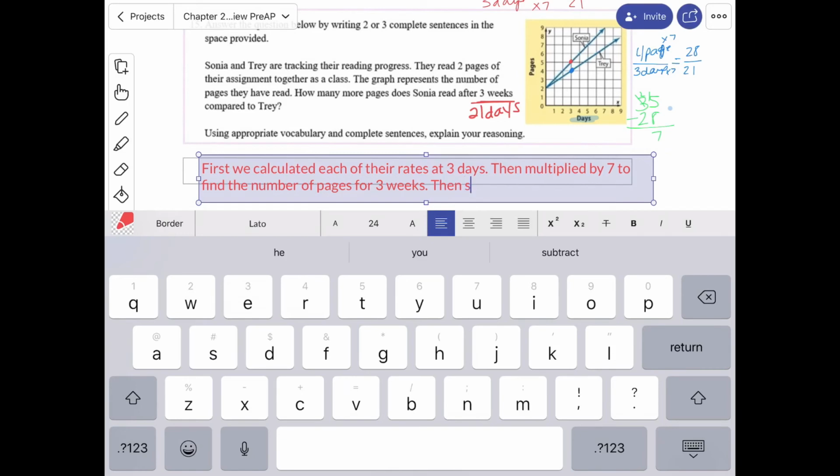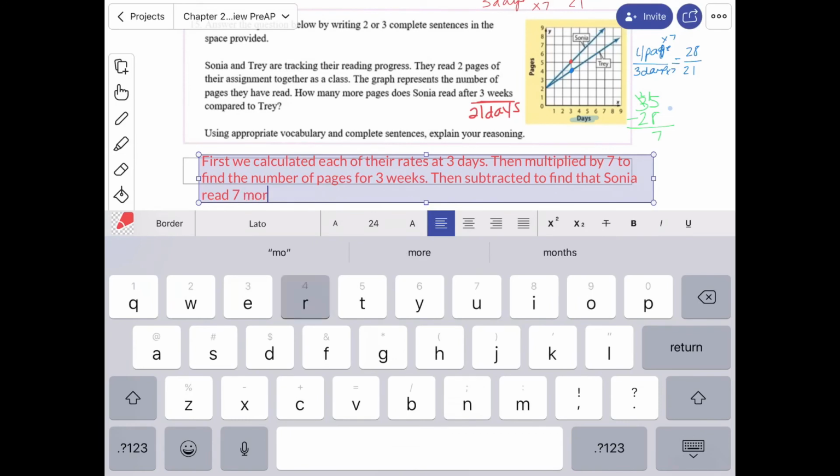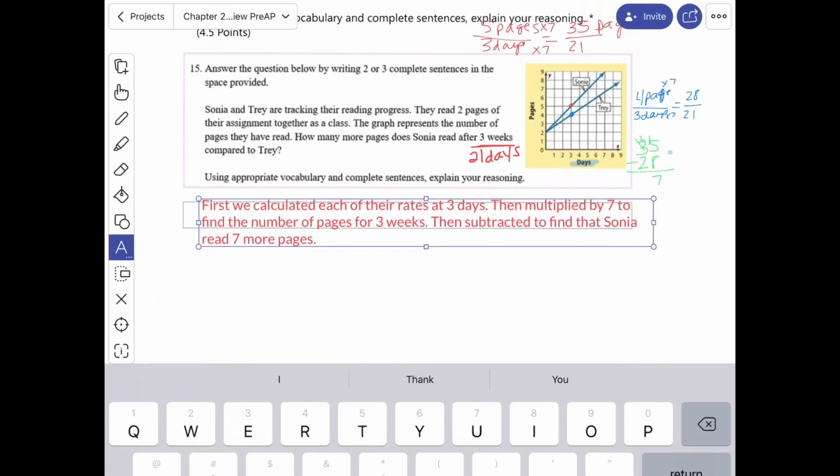Then, final step, we subtracted to find that Sonia read 7 more pages.